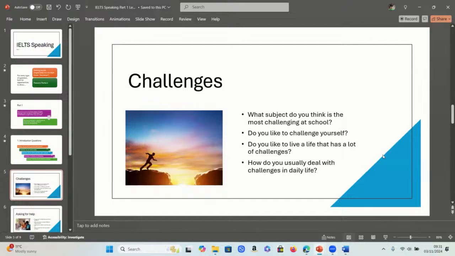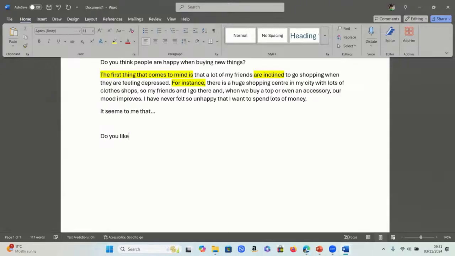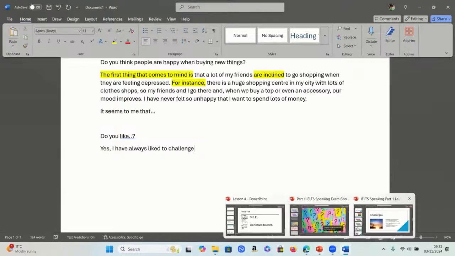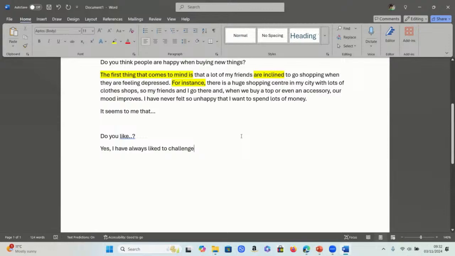"Do you like to challenge yourself?" So it's a "do you like" question. How do we start one of these? You could start with a present perfect. You could say, "Yeah, I have always..." We'll say the simple ones first. I've forgotten the question. Was it "do you like to challenge yourself?" Yes, "I've always liked to challenge myself because..." There you go. So even in a "do you like" question, you can bring in the present perfect.